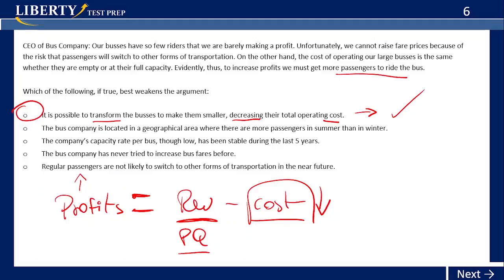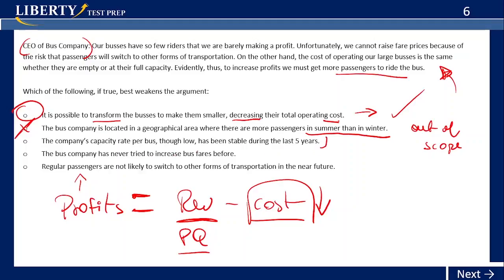The bus company is located in a geographical area where there are more passengers in summer than in winter. Okay, this is out of scope because we don't care about this difference between summer and winter. Plus, we don't know if the CEO of this company is talking about the summer or the winter or both, right? So we don't know in which season we are right now. So that's out.